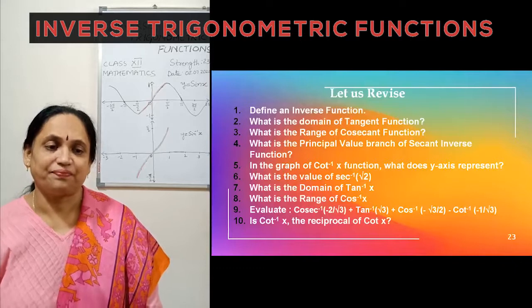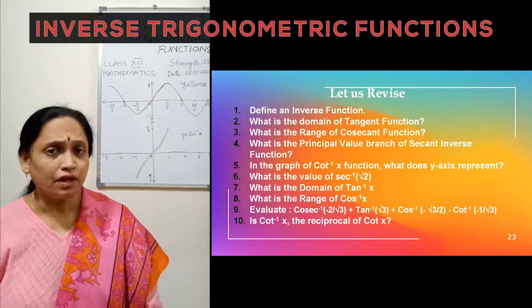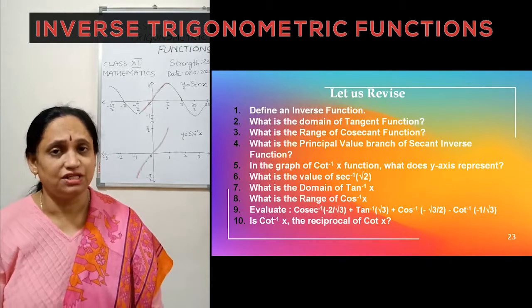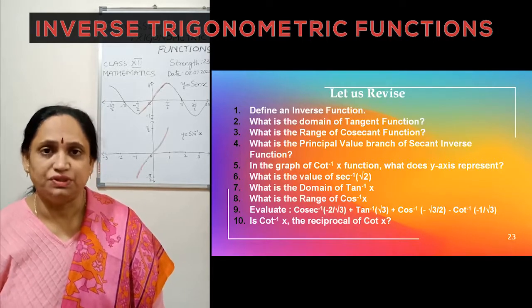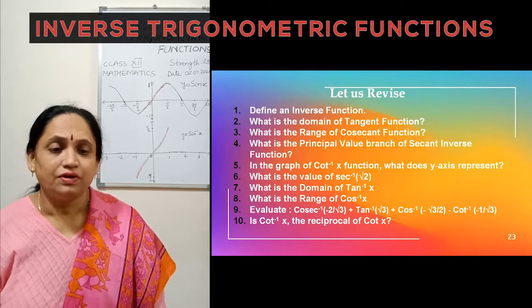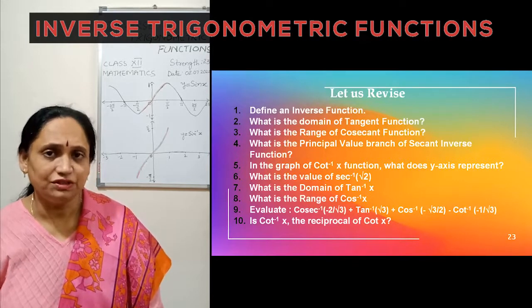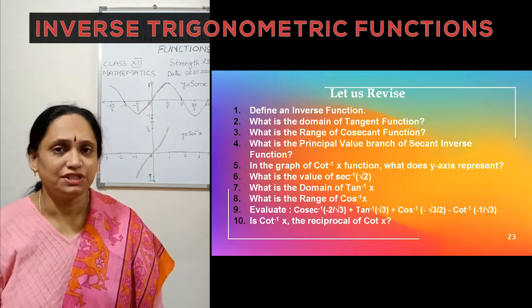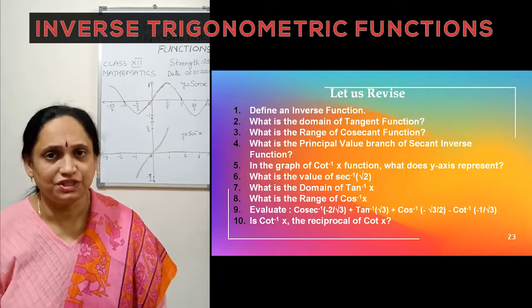Let us revise. Define an inverse function. I'm sure all of you will be able to say now that if a function is 1-1 and onto, then it is invertible. And f inverse is the denotation for the inverse function, and the domain and range of f inverse would be just the reverse of the domain and range of the function which is given.